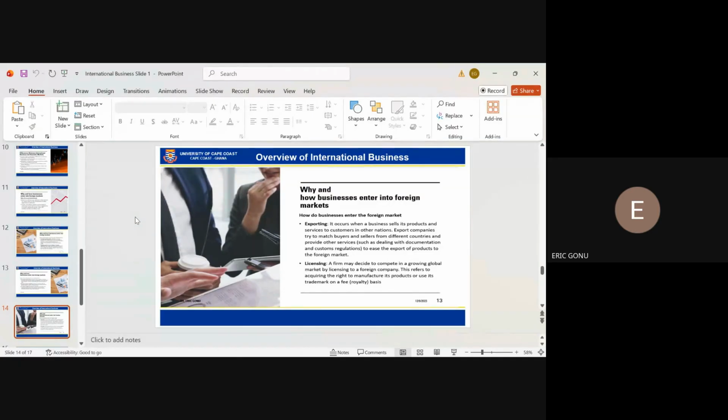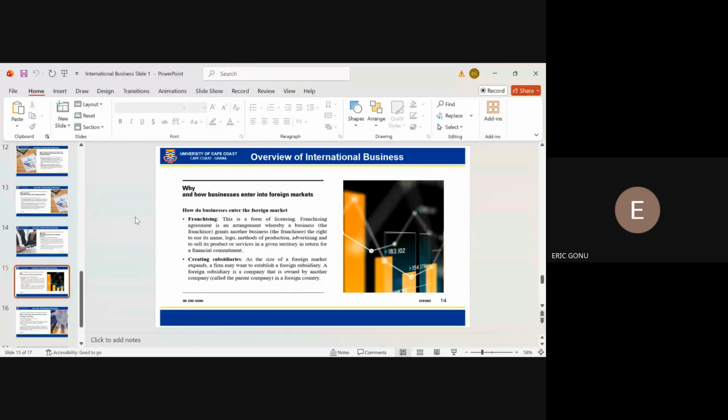A firm may decide to compete in a growing global market by licensing a foreign company. This refers to acquiring the right to manufacture its product or use its trademark for a fee. We call it a royalty basis. So if you want to enter and you don't have any means, you can license a foreign company. You give your license to them so that they can go into that particular country and produce for a fee. They use your trademark, and the person using it has to pay you something small.